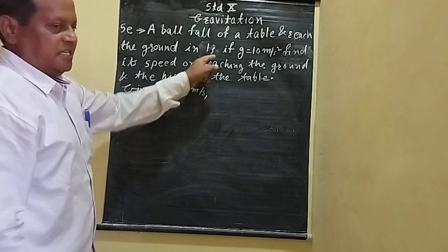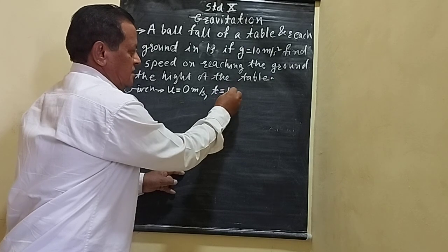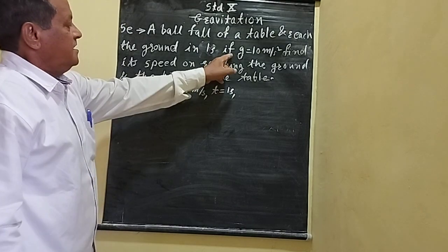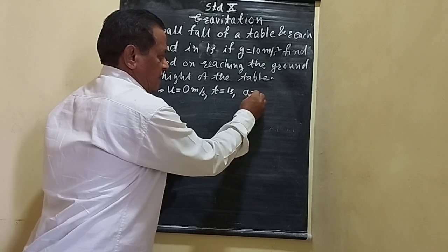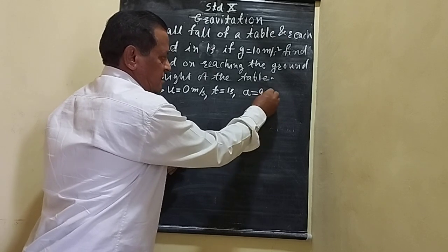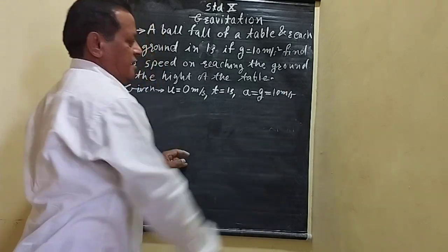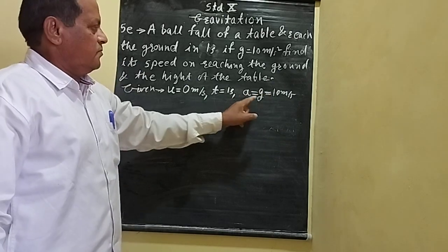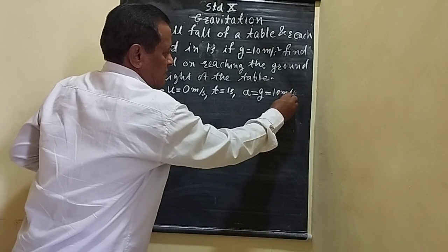And it reaches the ground in 1 second. Means here time is given, t is equal to 1 second. Next is g equal to 10 meter per second square. Means a is given, and a is gravitational acceleration or acceleration due to gravity, that is g, and that is 10 meter per second square. Here, the speed of the ball increases while going toward the ground. So, I take this as it is: a equal to g equal to 10 meter per second square.